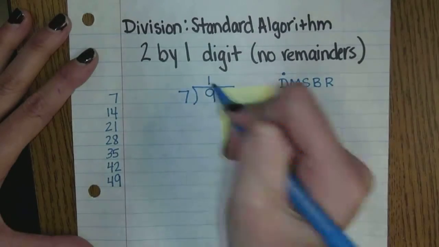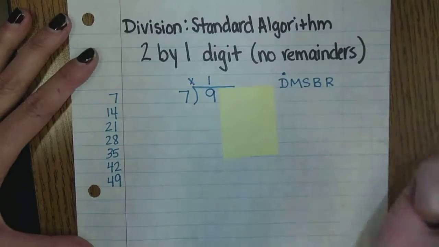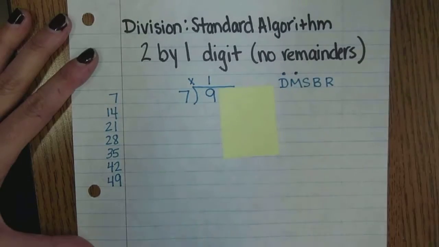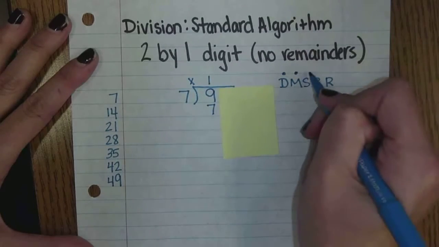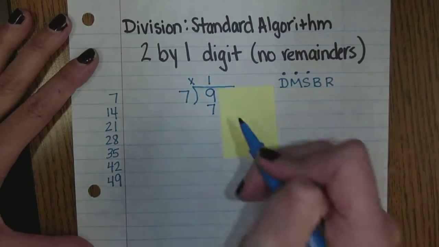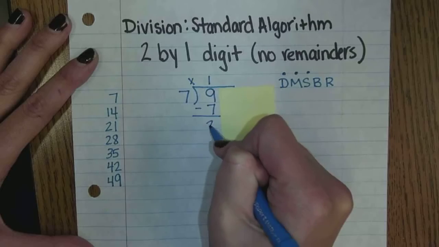So we're going to put a 1 up top and put a mini multiplication sign. Our next step is to multiply. 1 times 7 is 7. Line that up on the bottom. After that, we subtract. 9 minus 7 is 2.